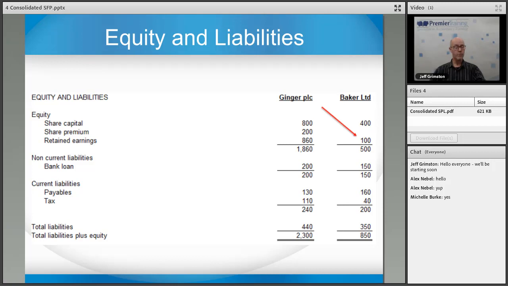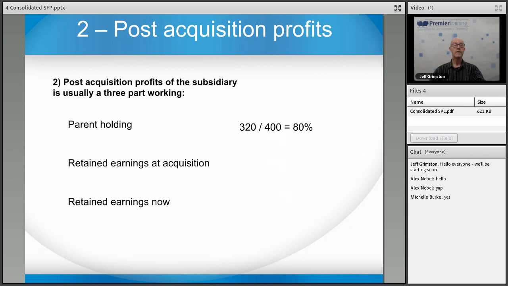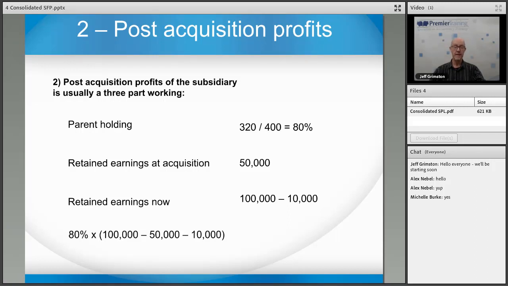That is definitely the profit that Baker Limited has retained, but in group terms, 10,000 of that profit is currently residing in Ginger's inventory as unrealized profit, so we will need to adjust for the 10 that as yet has not been sold on to outside customers. So 320 over 400, 80%. At acquisition was 50,000, is now 100,000 minus 10,000. So the parent's share of post-acquisition profits is 80% of 100,000 minus 50,000 minus 10, which is 32,000.